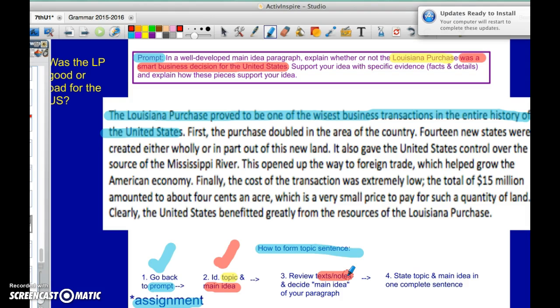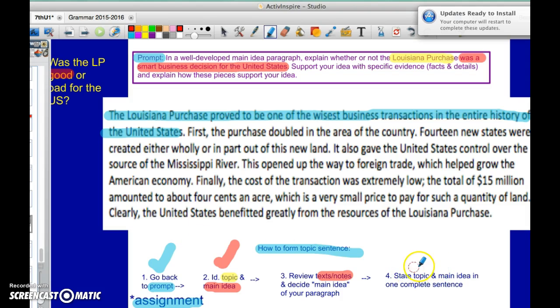In the notes that are not listed here, because of space purposes, we have a lot more information and facts and evidence to support that the Louisiana Purchase was good for the U.S. So in this case now, we have our topic and we have our main idea, that it was a smart decision, that it was a good choice.